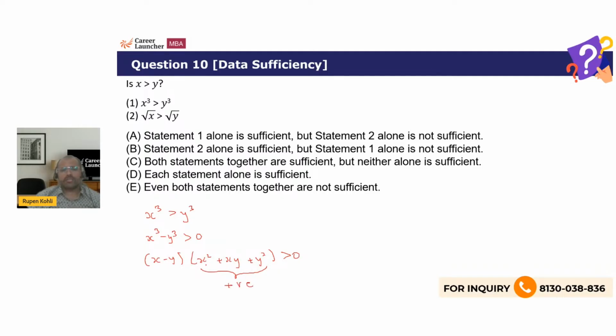So if this product is positive, then this has to be positive. And if this is positive, it means x minus y is more than 0. It means x is more than y. So this is an inference which can directly be drawn. I'm just proving this mathematically. Otherwise, I could have just said directly that x cube more than y cube always implies x is more than y. So this statement directly comes to the conclusion which is asked.